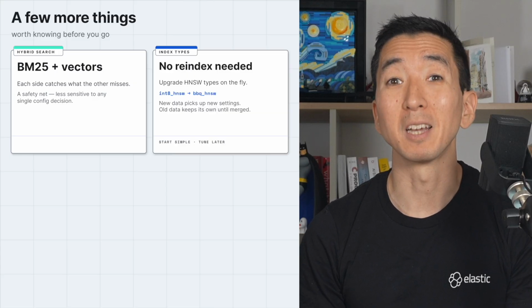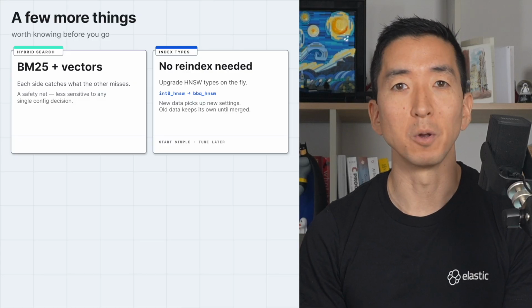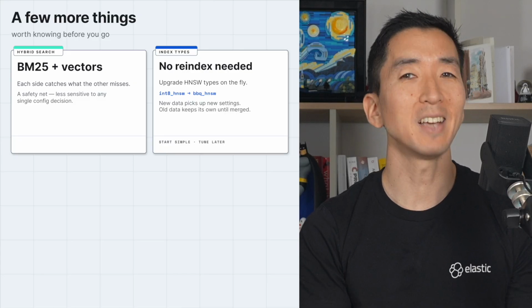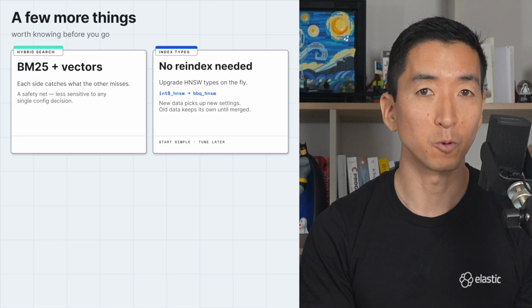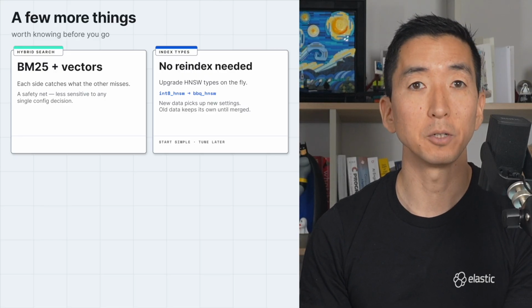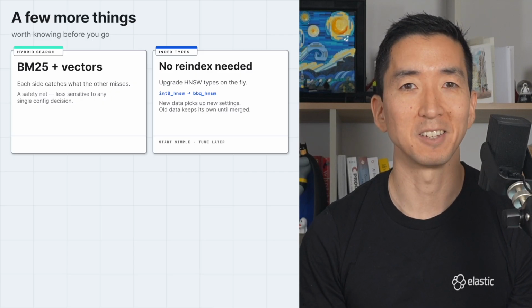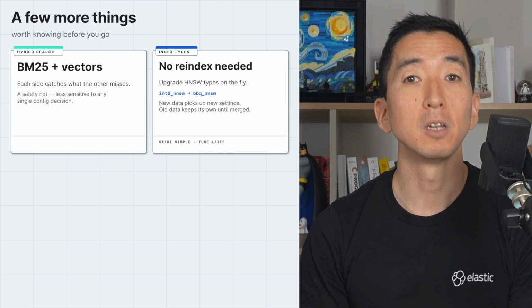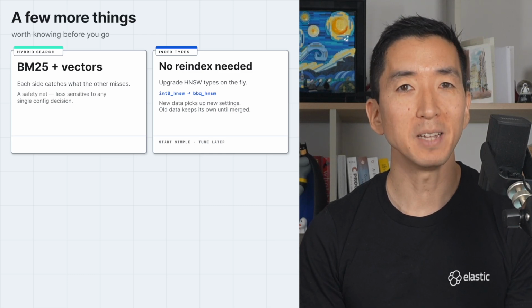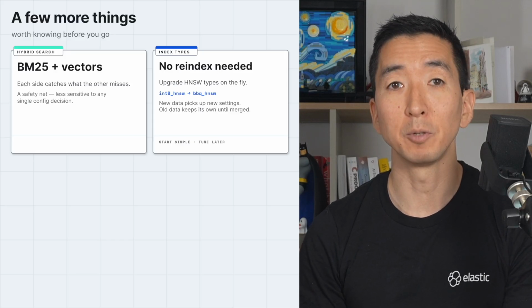All these might seem like a lot of impactful decisions, but don't be scared. These choices don't lock you in forever. Elasticsearch, for example, lets you upgrade between HNSW types, say from unquantized to quantized HNSW, like int8 HNSW or BBQ HNSW, without reindexing. New data picks up the new settings, old data keeps the old ones until you merge it. In a pinch, you can of course reindex your data too, so you can start somewhere reasonable and just tune from there.